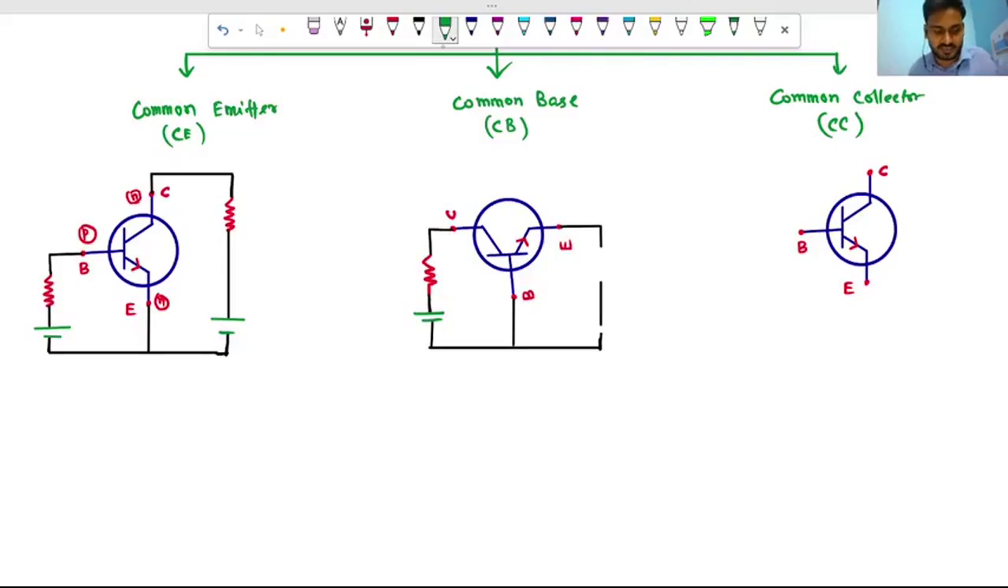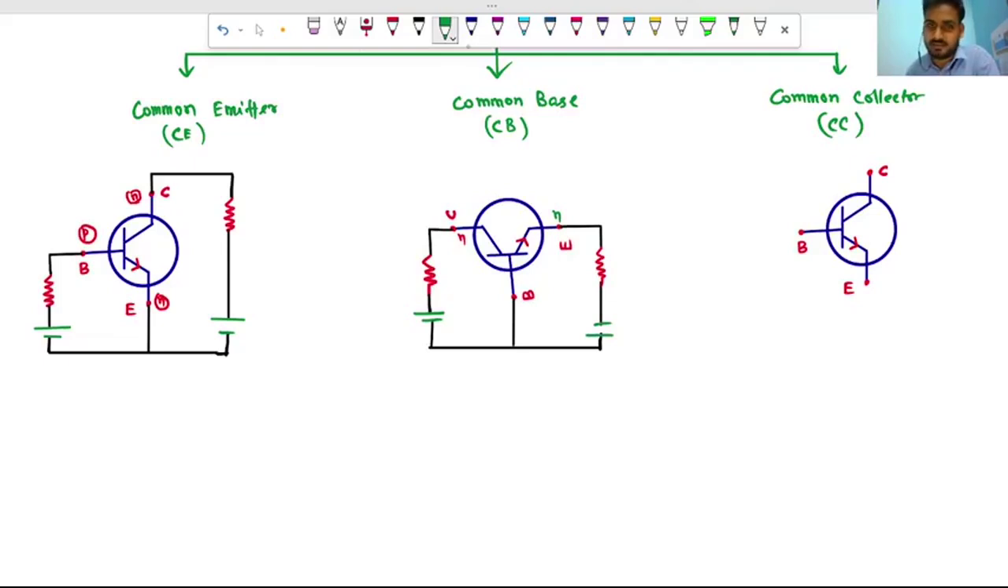Sorry, the collector will be reverse biased always. The collector is N type, and it is connected with the positive terminal, and the emitter is always forward biased for active mode. So a resistor will be there, and here the biasing will be forward. The emitter is N type, and here the negative terminal of the battery will be connected.